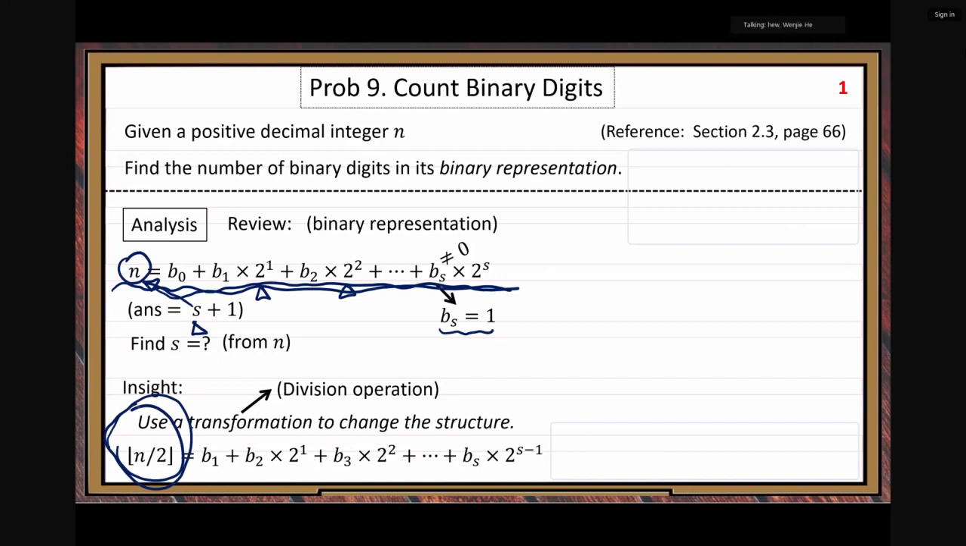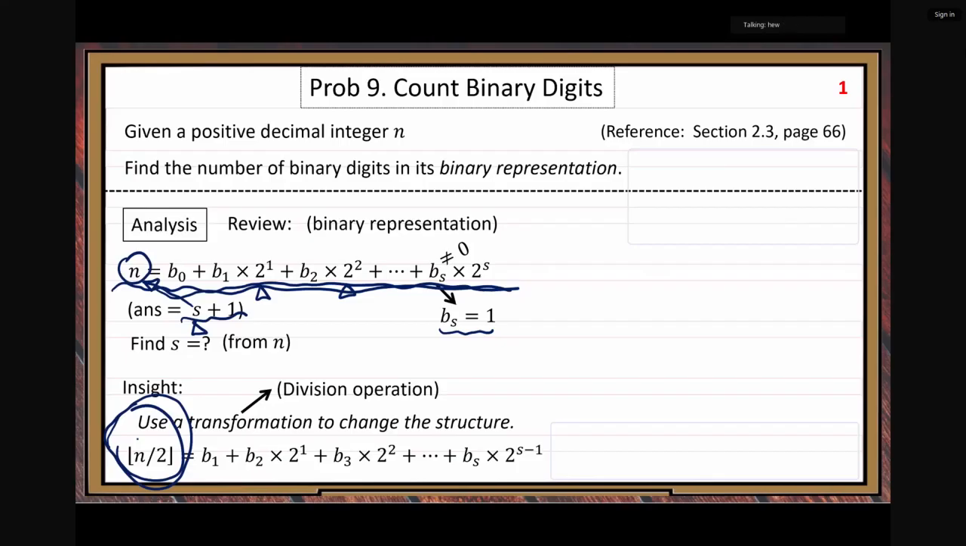S, right? Because here, after we drop n0, we only have S. Before we drop n0, we have S plus 1. But after we drop n0, b0 is gone, so we have S bits left. So here you can see at the left-hand side, when we reduce the problem size by approximately half, the right-hand side, the number is reduced by just 1.